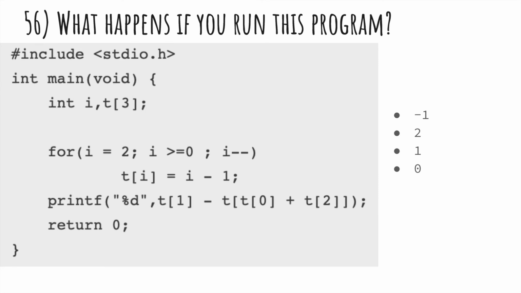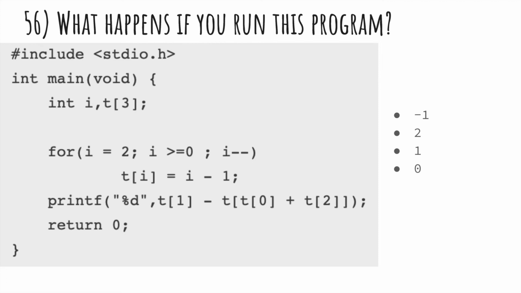Next question. You have I equal to 2, while I is greater than or equal to 0, subtract 1 from I. So t of 2 is equal to 2 minus 1, which is 1. So now you have t of 1. T of 1 is equal to 1 minus 1, which is 0. And then finally, t of 0 is 0 minus 1, which is negative 1. And then at the bottom, you have t of 1, and that's equal to 0.